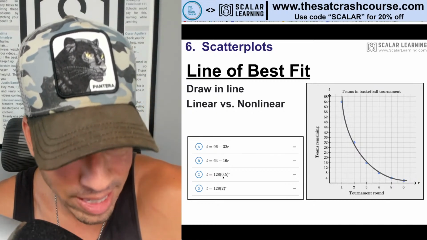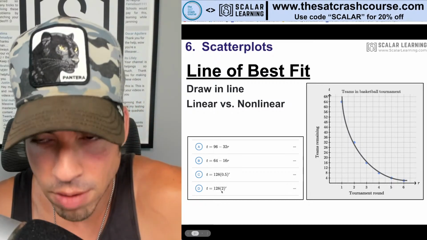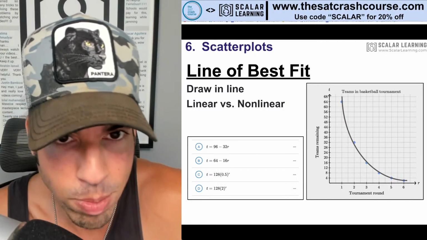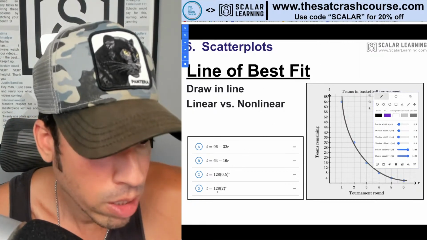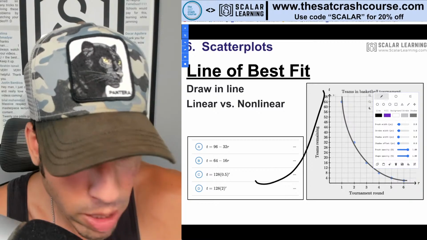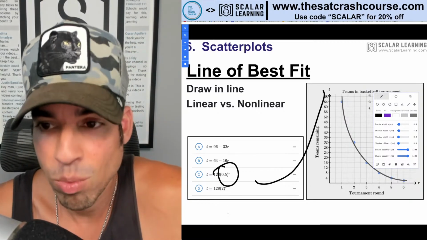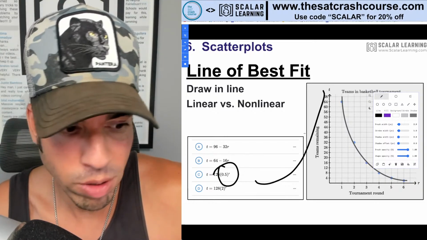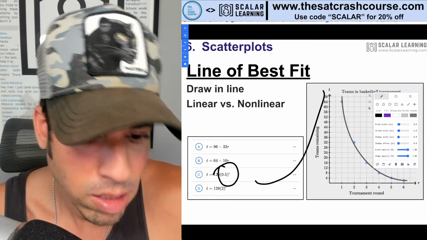Now between C and D, with that 2 in there, it's a value larger than 1. We're going to talk about this more in the advanced math section, how to interpret an exponential curve. But right here, this is going down, and that means that we should have a value in there that should be between 0 and 1, 0.5. So that means in this case, C would be the winner.